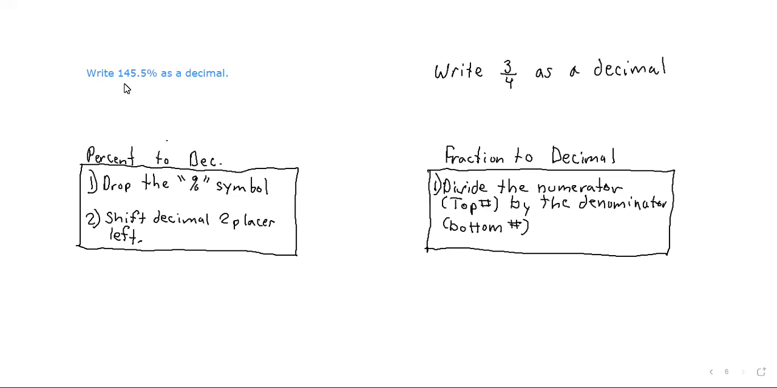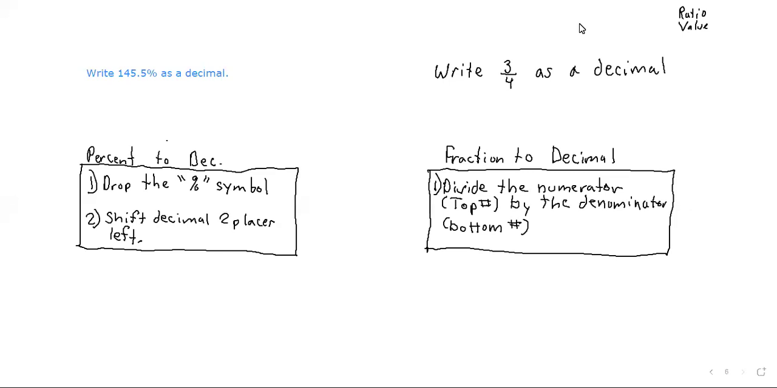So the question states, write 145.5% as a decimal. This is part of a class of questions that you can be asked on the HESI, and it focuses on testing you to see if you understand that there's something called a ratio value. A number can be a ratio value, and there are four ways you can write this ratio value.